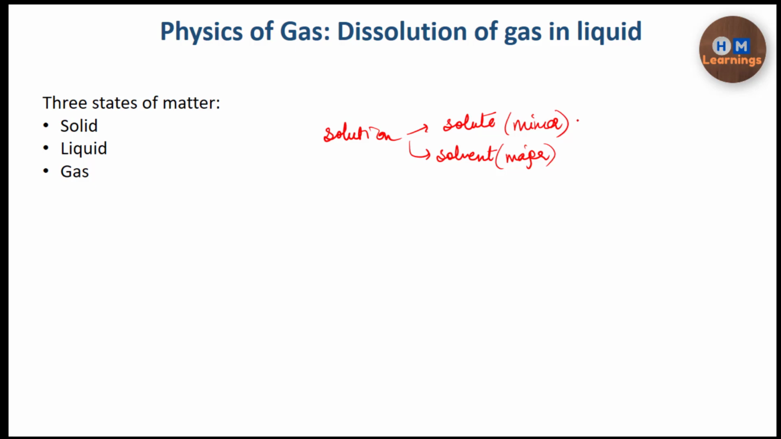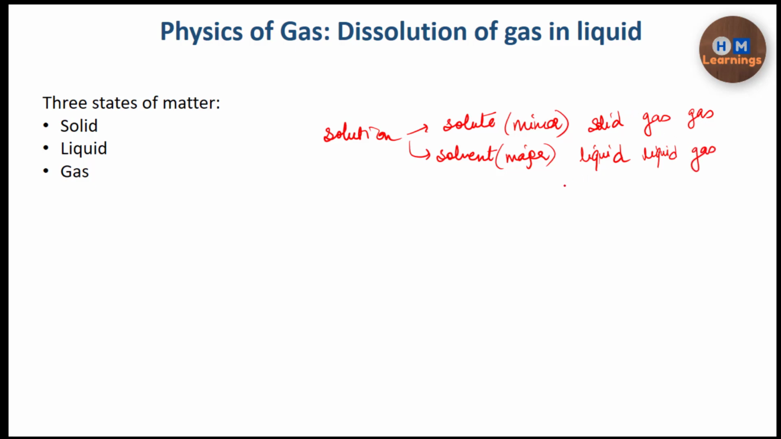Your solute could be in any of these states of matter, and your solvent could also be in any state of matter. There could be a solution in which solid is the minor component and liquid is the major. Similarly, you can have gas as your minor component and liquid as your major component, and you can even have gas as major and gas as minor.